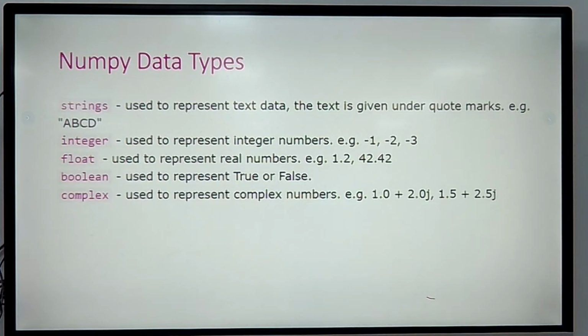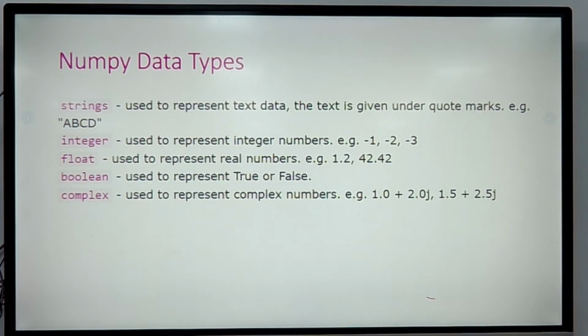Now these are the different numpy data types. First type is your string. String is any text data given in single quotes: name, student name, course name, name of the subject, course code. Course code is alphanumeric, it is a string. Roll number. Roll number is not numeric.